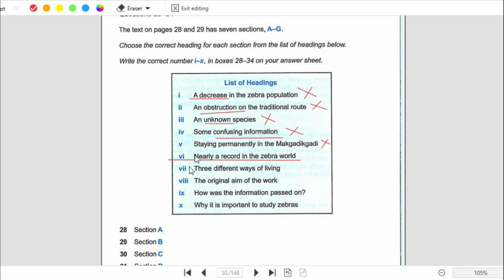Okay, but it is not the time to confirm it yet. We still have four headings. Three different ways of living, no. Original aim of the work, no. How was the information passed on, no. Why is it important to study zebras, no. See guys, only the sixth one is matching.